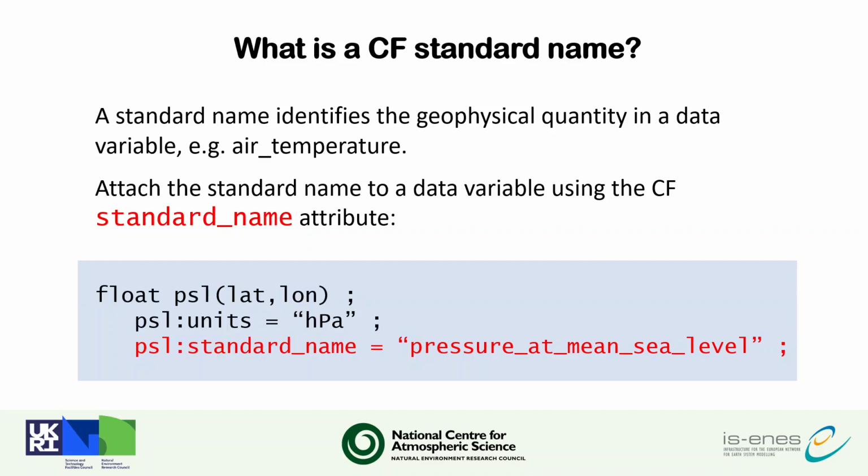Now, the CF conventions don't require that data producers include a standard name attribute for every variable, but doing so is very helpful to data users, and so it is a recommended practice. The CF standard name is particularly important when comparing variables from different data sources, such as climate models and instrument observations. If two variables from different sources are labelled with the same standard name, it means they can be compared in a scientifically meaningful way.